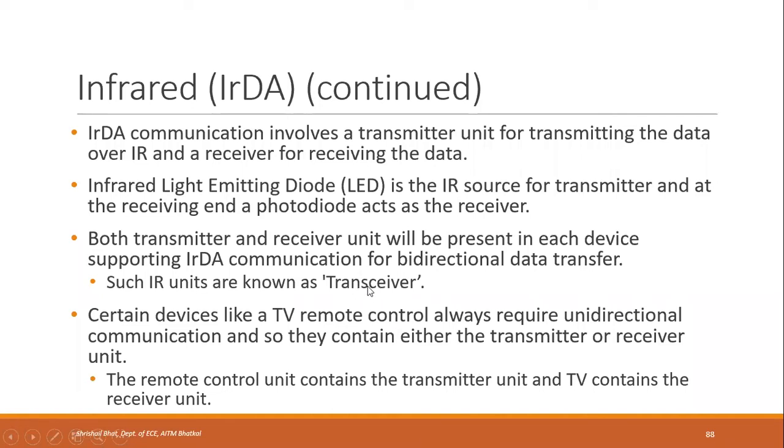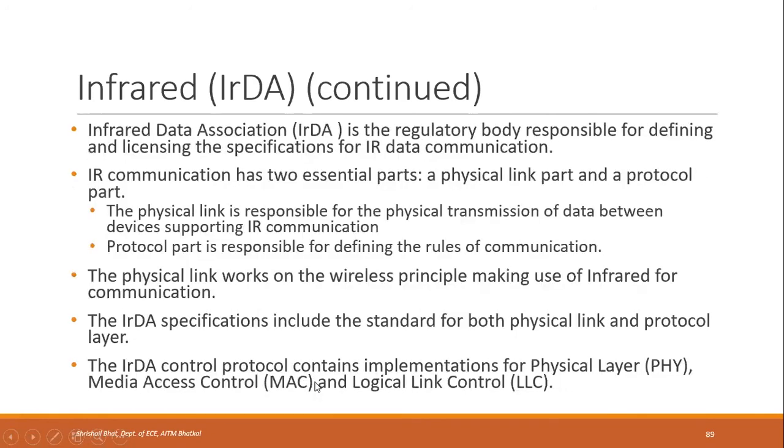But in certain applications, like remote control applications such as a TV remote control, you do not require bidirectional communication. From the remote control you only send the signal, and it is detected in the TV. You're not sending anything from the TV back to the remote control. In that case, you require only unidirectional communication. So the remote control contains only the transmitter, and the television unit contains only the receiver. Depending on the application, we can have either transmitters and receivers, or transceivers, which act as both.